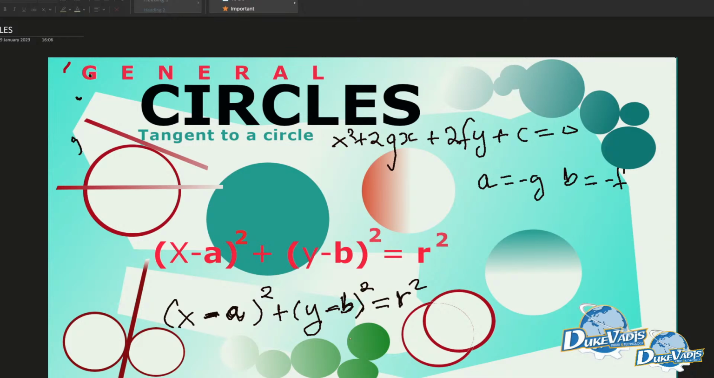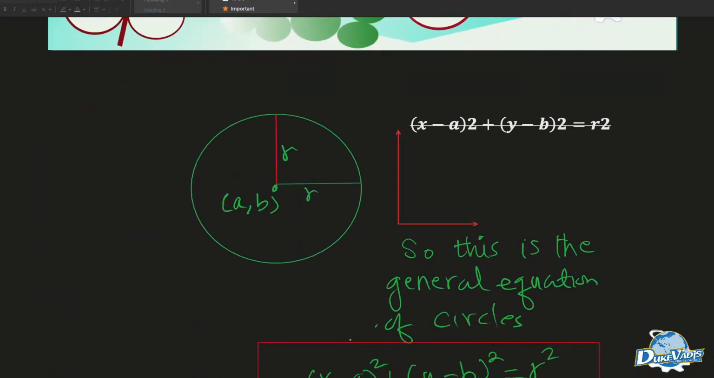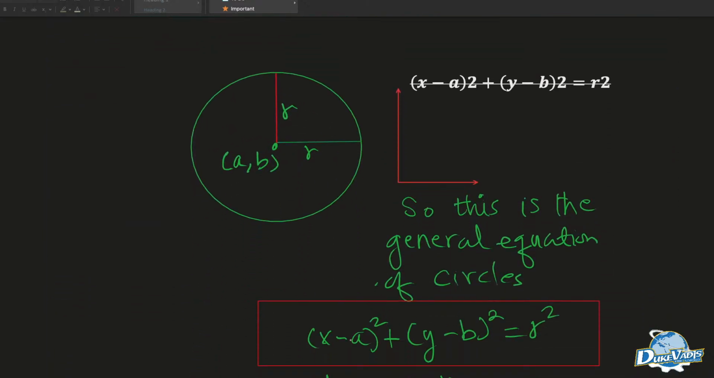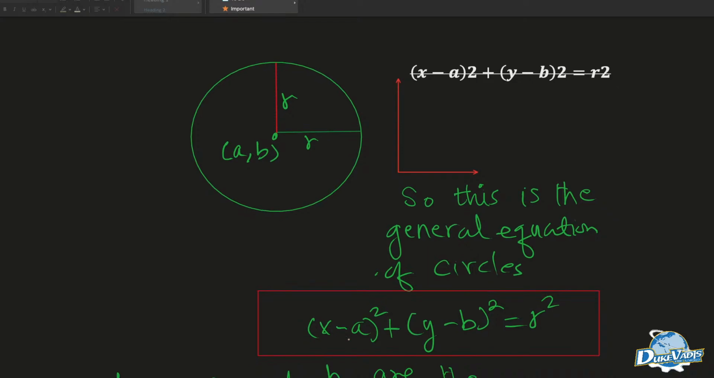So let's talk about circles generally. What is a circle? As you can see, a circle in general is being given as a point AB, for instance.